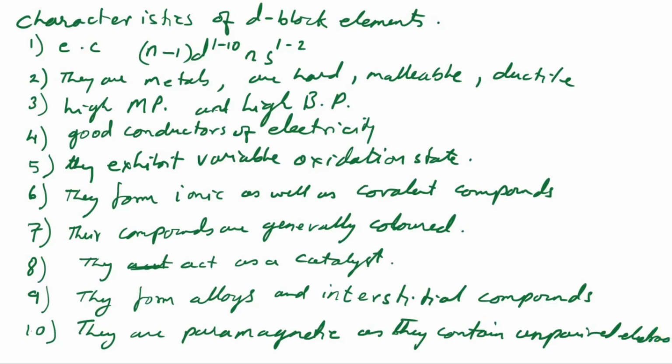Clear? So paramagnetism, they are weakly attracted by magnets. If it was diamagnetism, they're weakly repelled by magnets. This paramagnetism comes when they contain unpaired electrons. And if they don't contain any unpaired electron, then we call it diamagnetism. Is it clear? So this is your characteristics of D block.